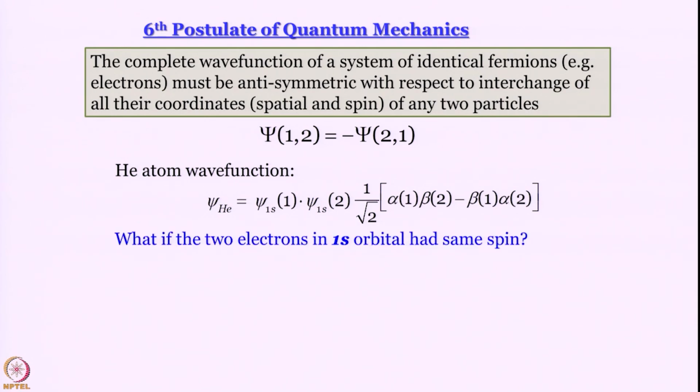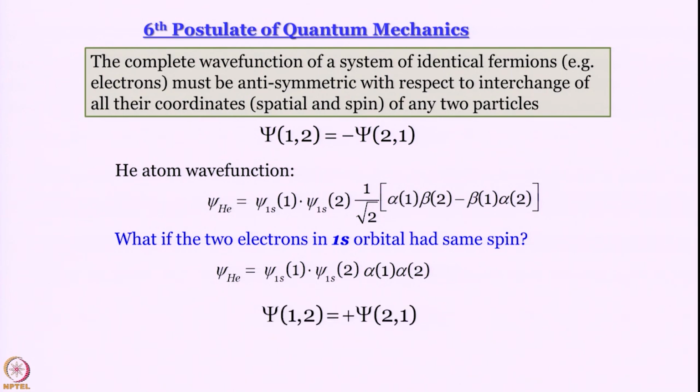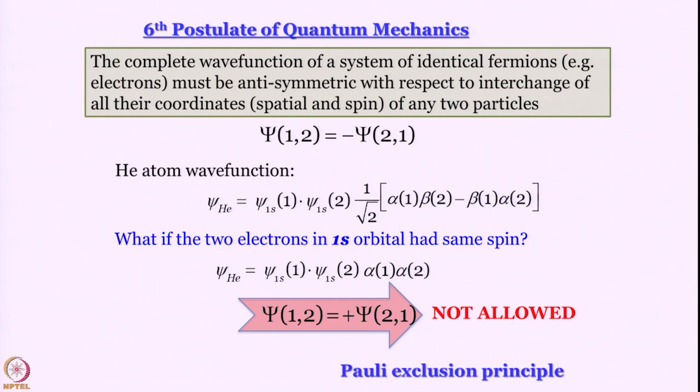So, this is what it is. What happens if the 2 electrons in the 1s orbital have the same spin? I will write alpha 1 alpha 2, the spatial part is well defined, this is symmetric, right. So, that is not allowed by the 6th postulate of quantum mechanics, and that is what leads to the Pauli exclusion principle, which says, in the form that we have studied, that in an orbital the 2 electrons must have different spins. Actually, the Pauli exclusion principle is more general than that, and it says that for a system of 2 fermions in a quantum mechanical system, the complete wave function must be antisymmetric. That is what it is.